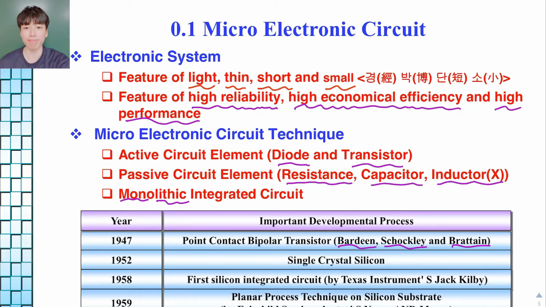The first point contact bipolar transistor was made of germanium, but recently it's made of silicon.